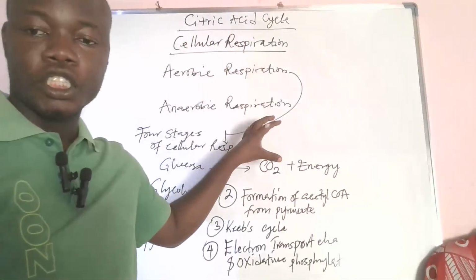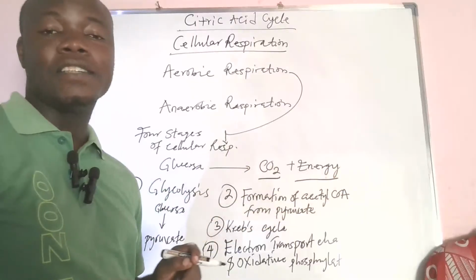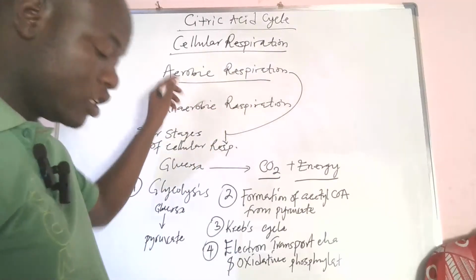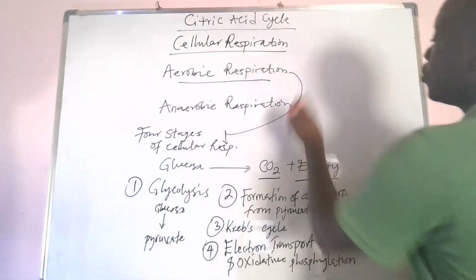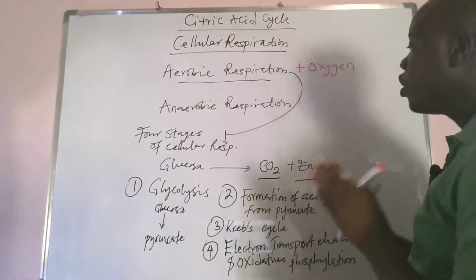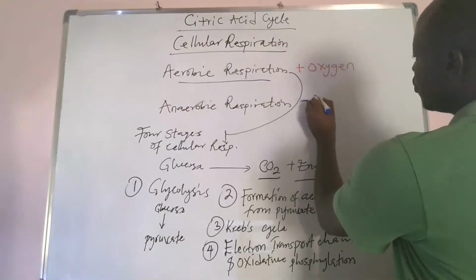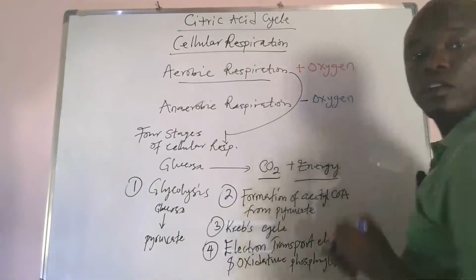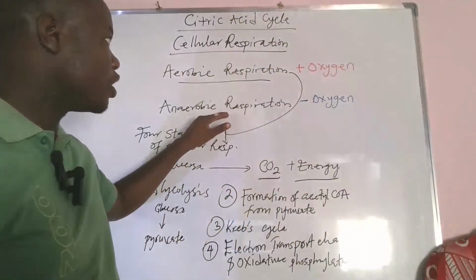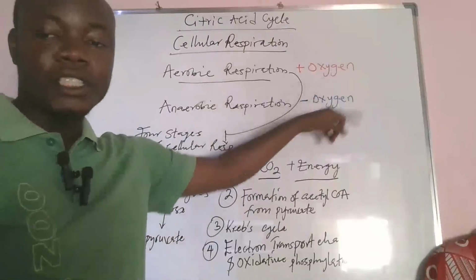Remember, I told you cellular respiration is the breaking down of glucose to produce carbon dioxide and energy. But cellular respiration is divided into two types. We have aerobic respiration, which occurs in the presence of oxygen, while anaerobic respiration occurs in the absence of oxygen. That is the difference between aerobic respiration and anaerobic respiration.